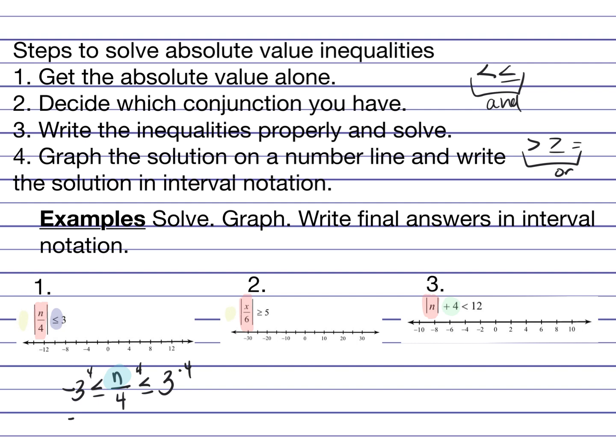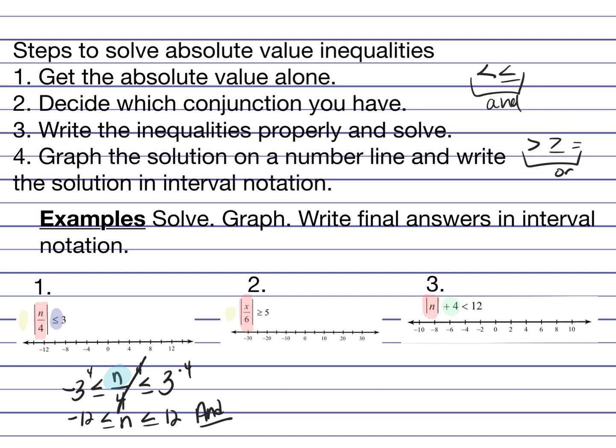So negative 3 times 4 is negative 12. N divided by 4 times 4 is just n. So less than or equal to n. 3 times 4, less than or equal to 12. So now my absolute value is alone. This is an and problem. I'm going to show you the long way around. You do not have to draw this on your paper, but I'm going to show you the long way around.